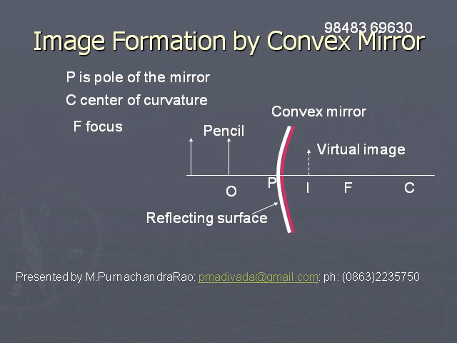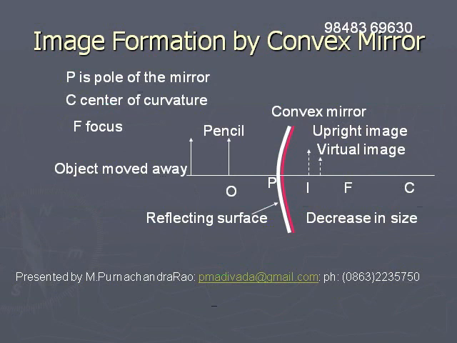As you move the pencil away from the mirror, you will notice that the size of the image decreases. You will notice an upright image of very small size. So it is a virtual erect diminished image. So a virtual erect diminished image is formed in a convex mirror.